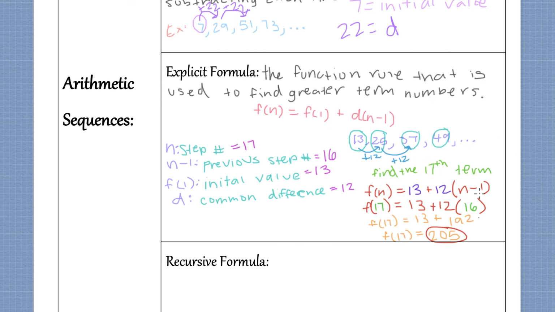This is how you use the explicit formula. You first write out the explicit formula, and the explicit formula was this right here. And then you plug in the term number that you want to find, which in this case was 17, and you plug in the previous step number over here, and you solve, and that's how you got 205 over here. Let's move on to the next one.